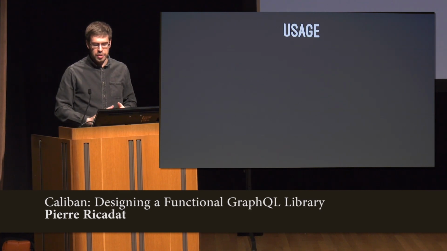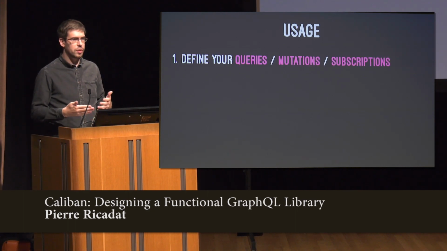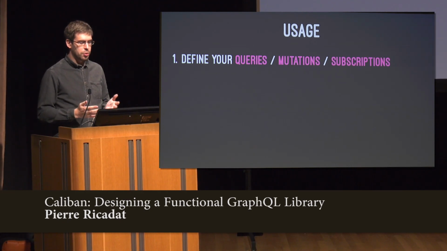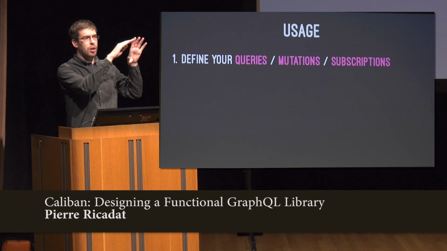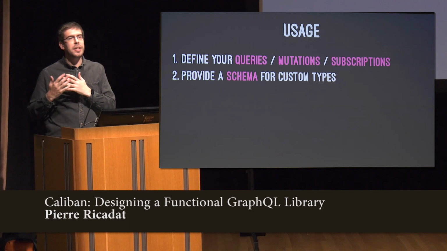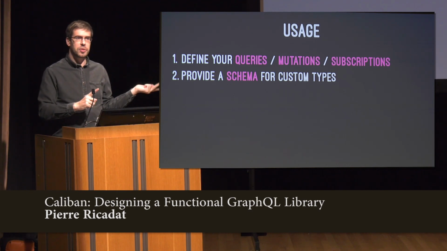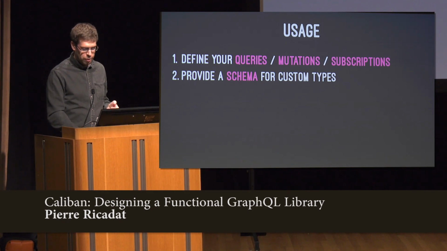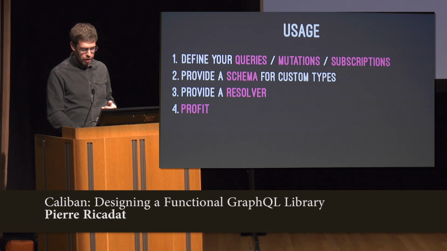Now let's see a simple usage of the library. What you need to do to implement a GraphQL API from your existing code. First, you need to define your queries, mutation, and subscription. You just need to create some root case classes with a field per each operation that you want. Then if you use any type that is not a case class, not a sealed trait, and not one of the basic Scala types, you need to provide a schema for it, because otherwise you won't know how to handle that type. I will show an example just after. You need to provide a resolver, so a value for the case class that you created, and that's it.